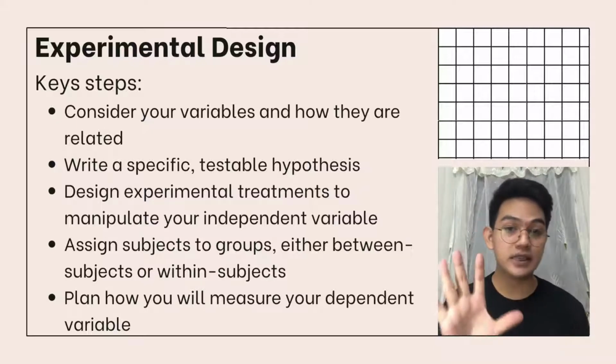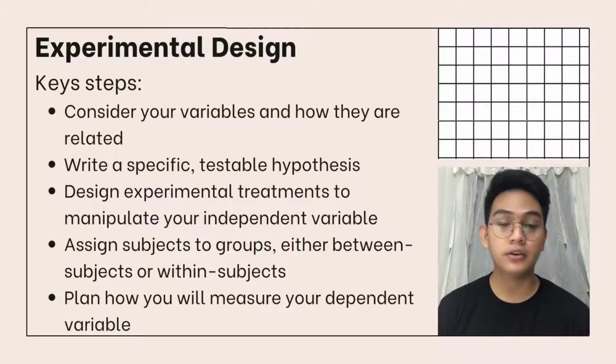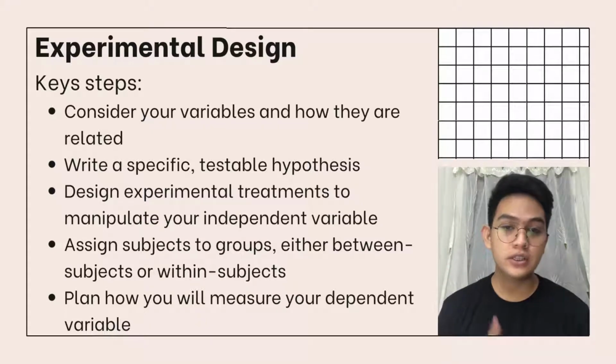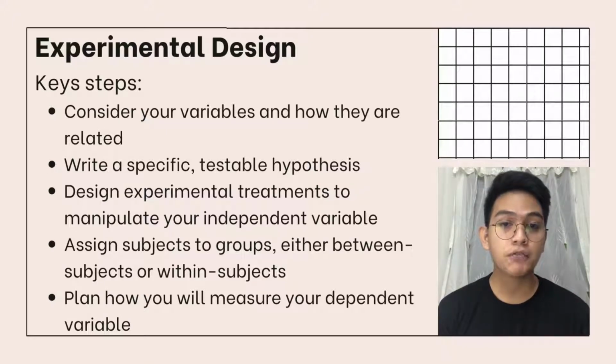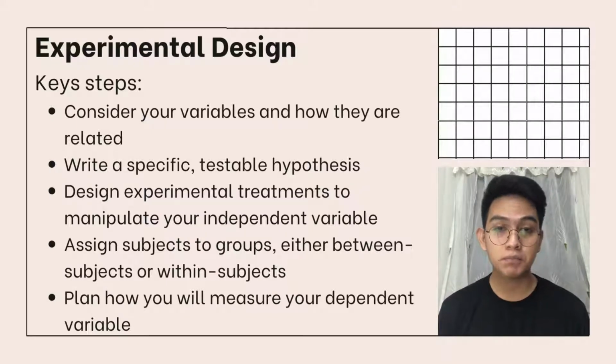And here are 5 key steps in order to design an experiment. First is you need to consider your variables and determine how they are related. Second one is to write a specific and testable hypothesis. Third one is to design experimental treatments in order to manipulate your independent variables. The fourth one would be to assign subjects to groups, either between subjects or within subjects. And lastly, you need to plan how you will measure your dependent variables.